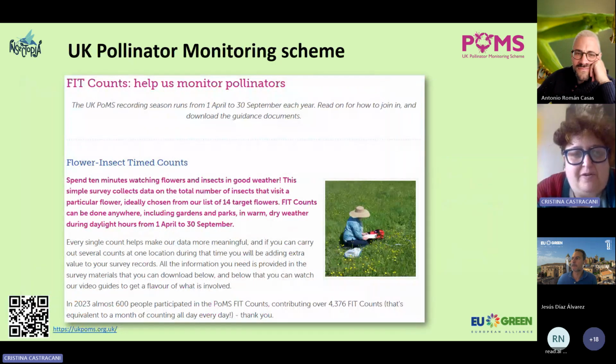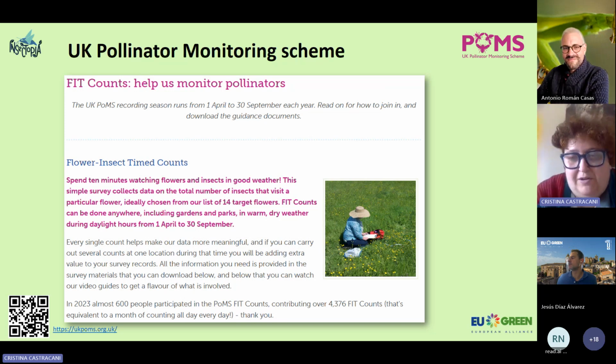Considering the FIT count, basically you can spend 10 minutes watching flowers and insects in good weather. This simple survey collects data on the total number of insects that visit a particular flower, ideally chosen from our list of 14 target flowers. FIT counts can be done anywhere, including gardens and parks, in warm, dry weather during daylight hours from the 1st of April to the 30th of September. The researchers give you some information on how to decide where to collect the data, but you need only 10 minutes of your time to collect the information on all the pollinators that you find in your place of observation. Obviously, they give you all the information on the different types of pollinators you can find, and they teach you a little bit how to participate, but basically it is very, very easy.